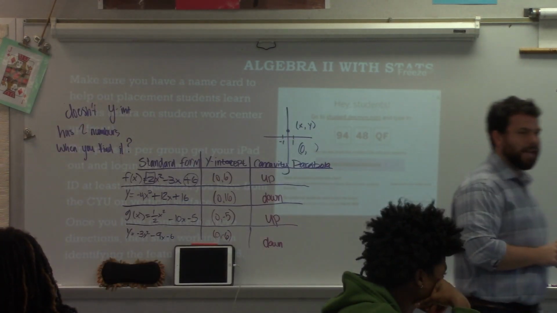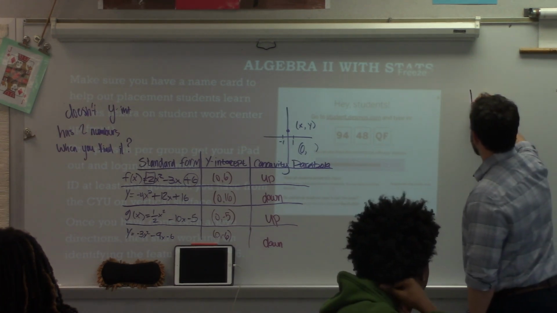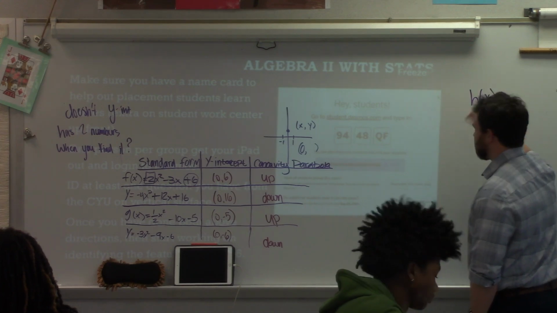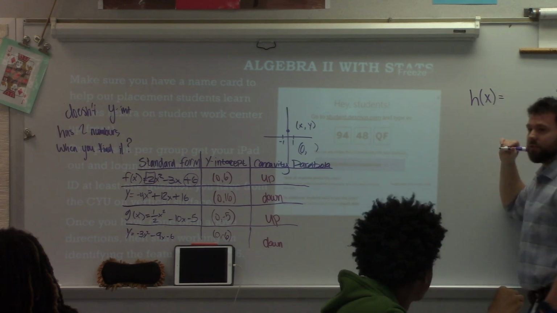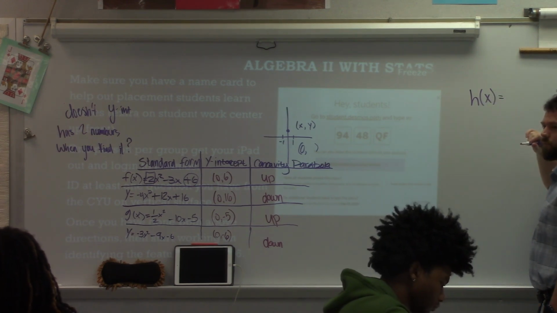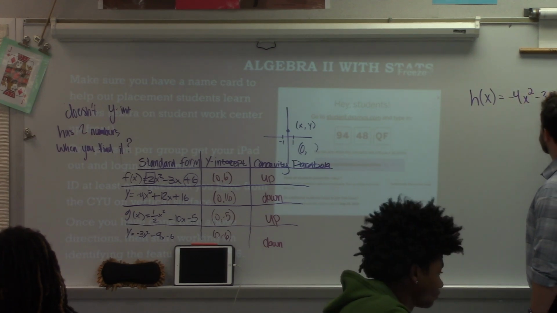Before we start on the next part of this, right? Addison was already looking at the first section, the mild section. What does it say? H of x equals what? Negative 4x squared minus 3x plus 1.